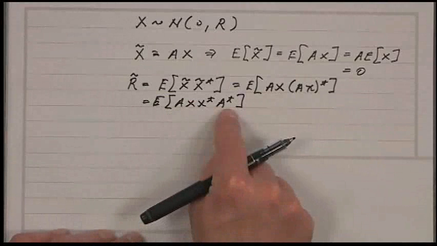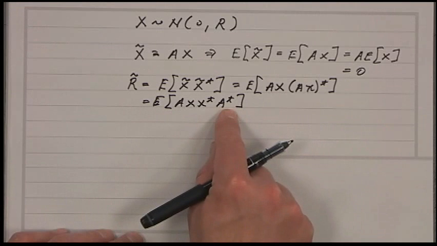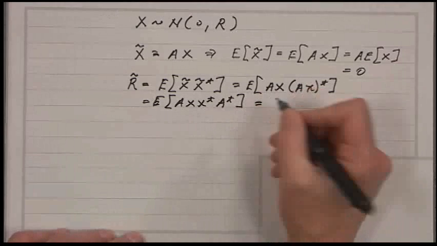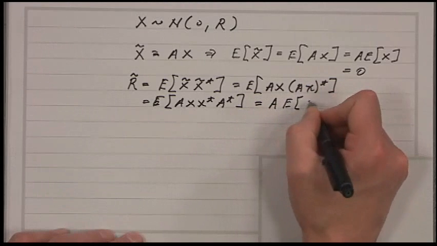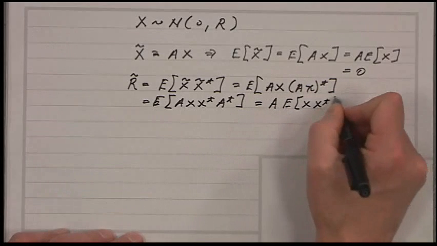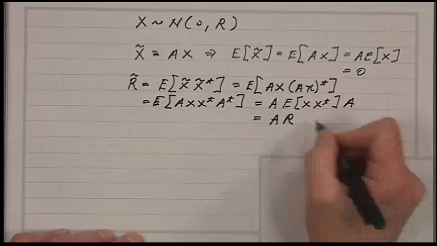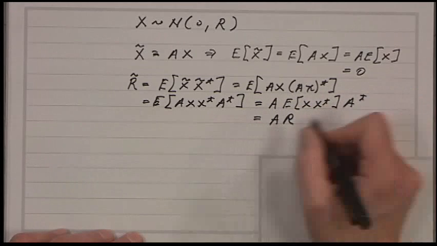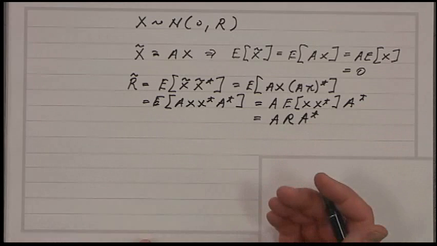Now A and A transpose are deterministic, so I can take them out of the expectation. The expectation is linear, so they're linear operators, so I can take them out. So this becomes A times R times A transpose. Okay. So that's a general result.